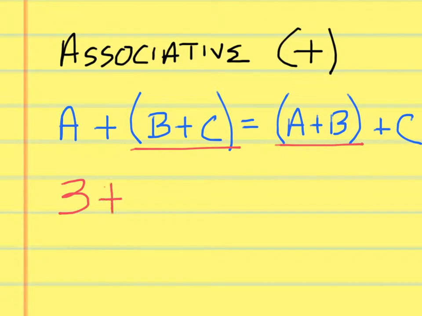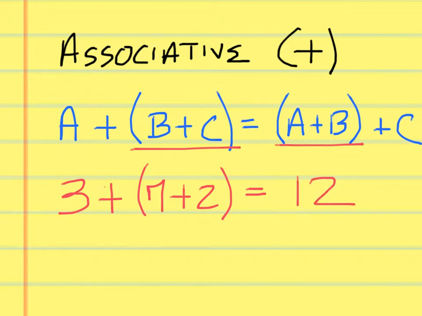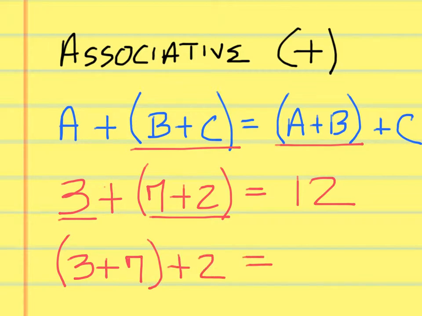3 plus 7 plus 2. Notice that the answer to that is 12, because if you do 7 plus 2, that's 9. Add 3 to it, you get 12. But what if you added them in a different order? 3 plus 7, and then add 2. 3 and 7 is 10. Add 2, and you still come up with 12.